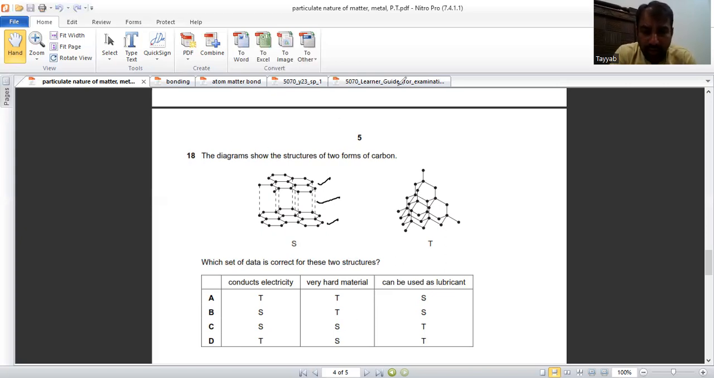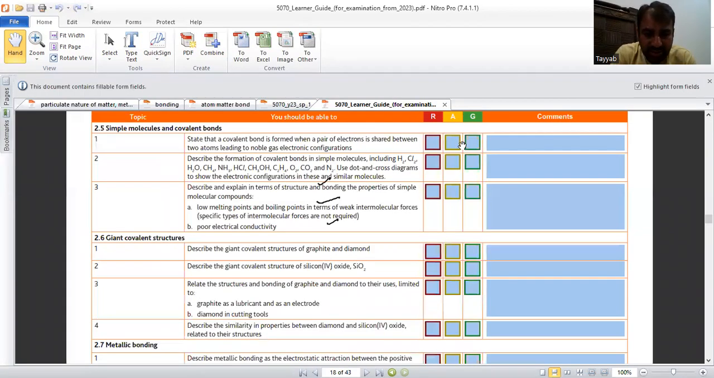Now, again, I would like to go to the revision checklist. What is the revision checklist asking from us? If we see, we have done this: describe the giant covalent structure of diamond. It is clear. Describe the giant covalent structure of silicon dioxide. Relate the structure and the bonding of graphite and diamond to their uses, limited to graphite as a lubricant and as an electrode. Okay, we have done it.